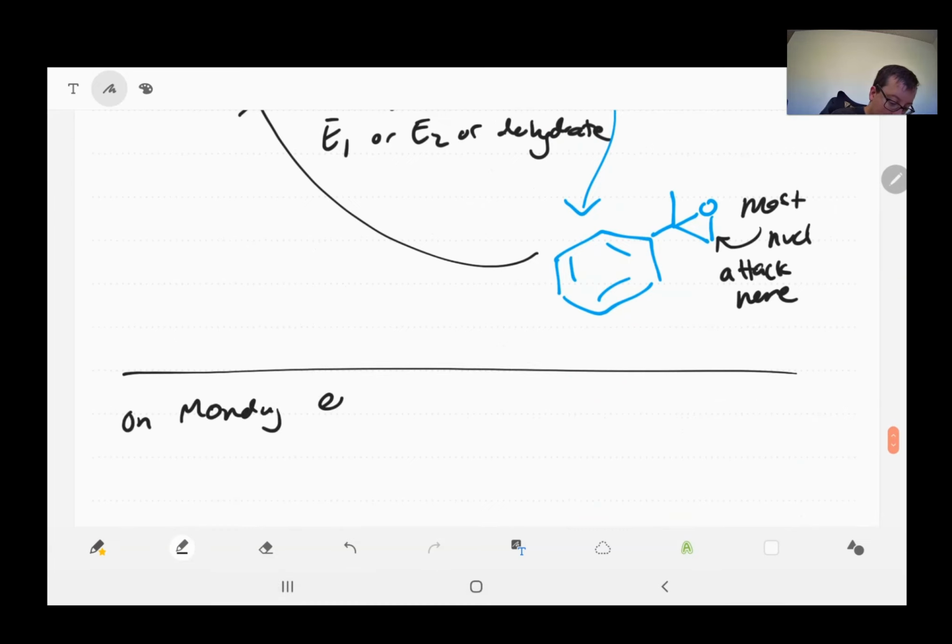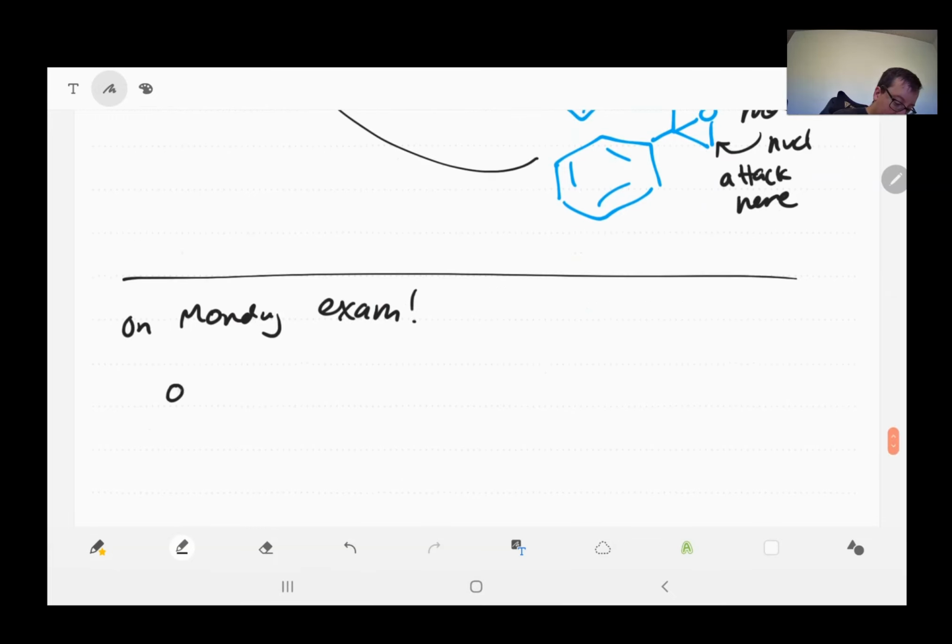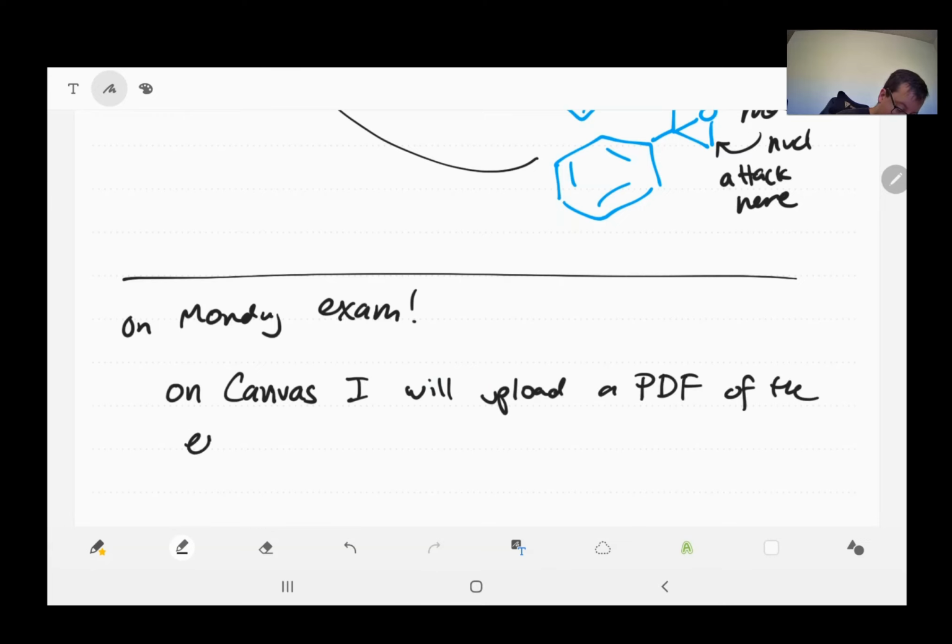On Monday, I know we're done, but on Monday, we have exam day. So, it'll be on Canvas. I will upload the file, a PDF of the exam. You can print it out. If you have a tablet, you can write on the exam itself on the PDF. If you don't have any of those things, you can get out a blank piece of paper and do all your stuff there.